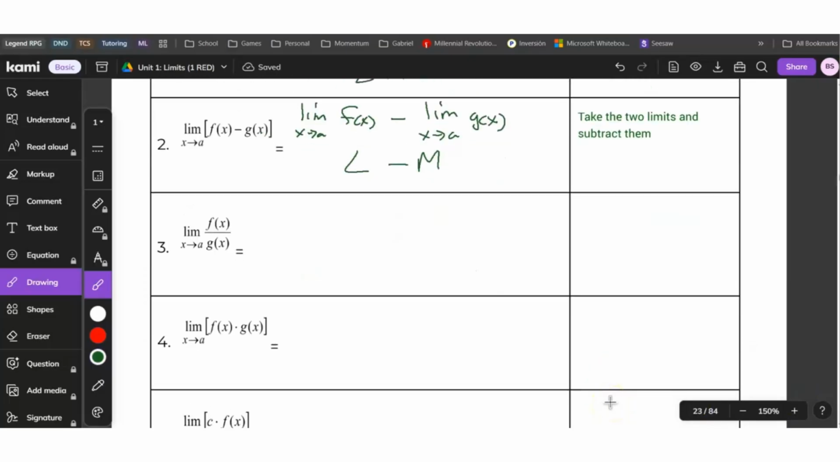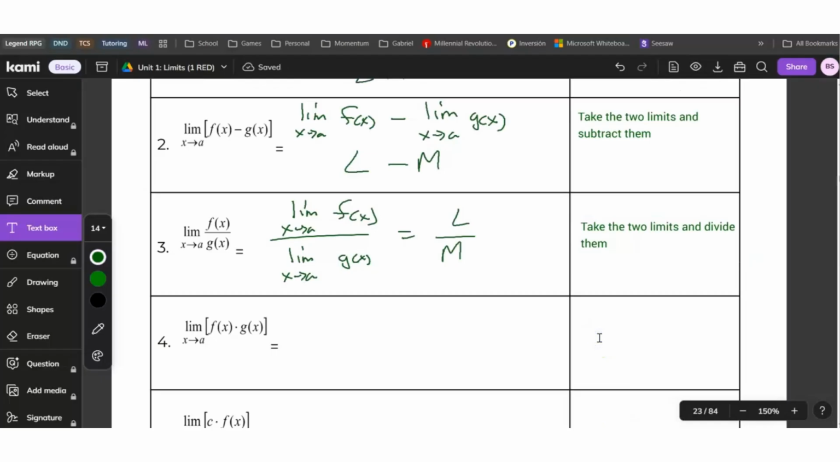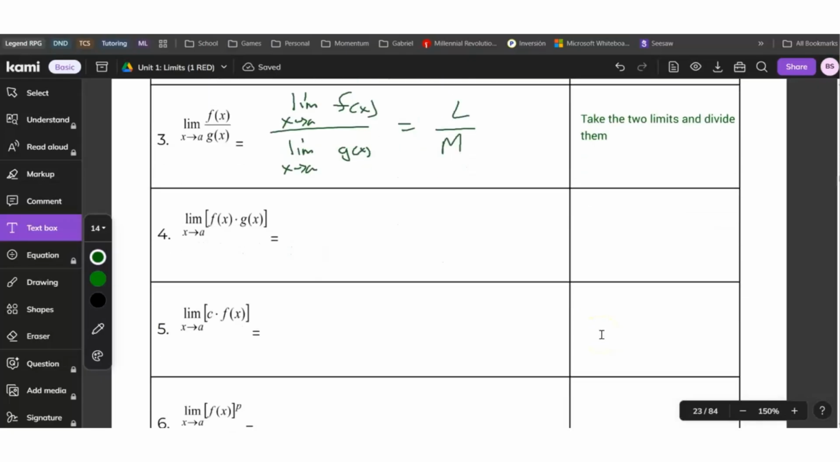All right, so for our next one, this would simply be the limit as x approaches a of f of x, all divided by the limit as x approaches a of g of x, which is really just L divided by M. And over here, take the two limits and divide them. Right? That's all it means. I think you guys are getting the hang of it.